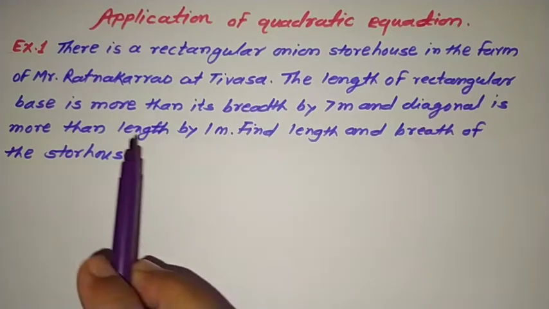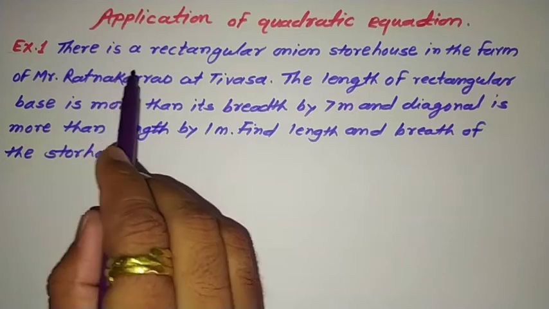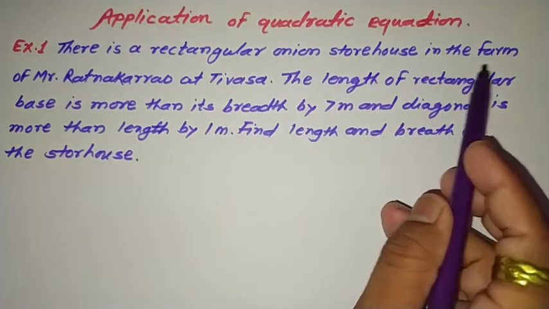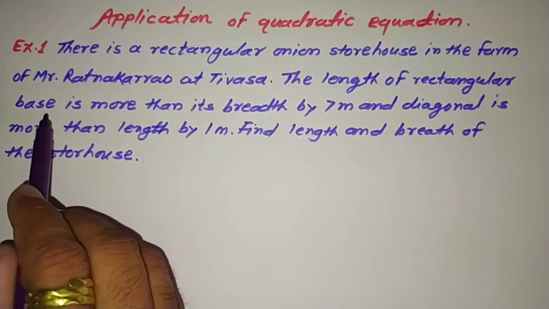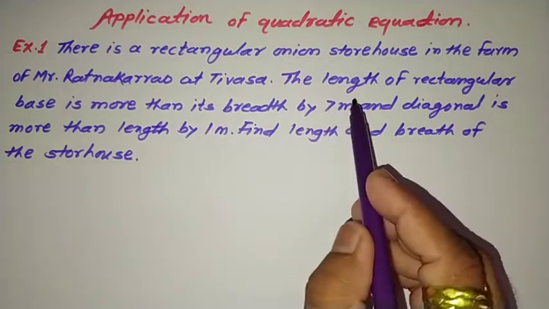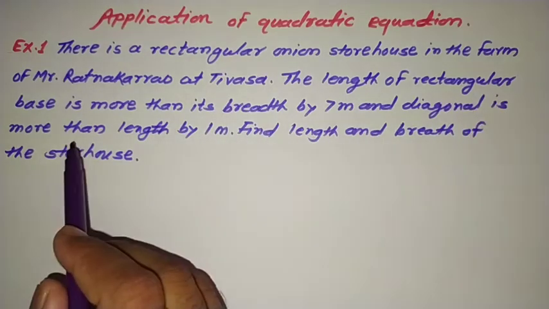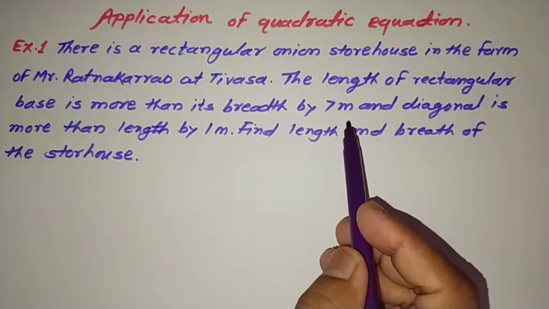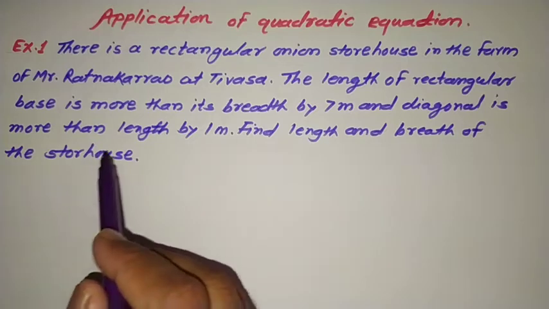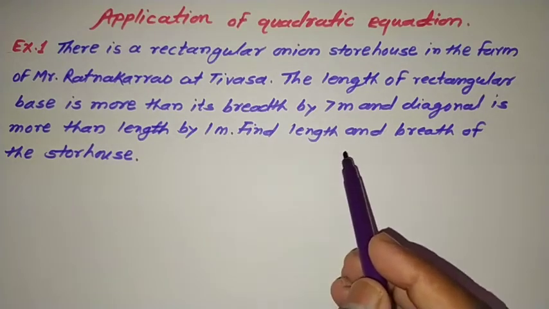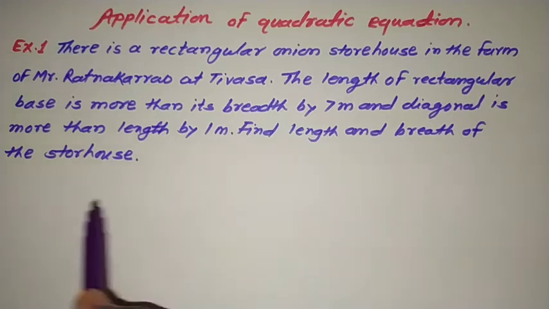First example. There is a rectangular onion storehouse in the farm of Mr. Ratnakar Rao at Tusa. The length of the rectangular base is more than its breadth by 7 meter and the diagonal is more than the length by 1 meter. Find the length and breadth of the storehouse.